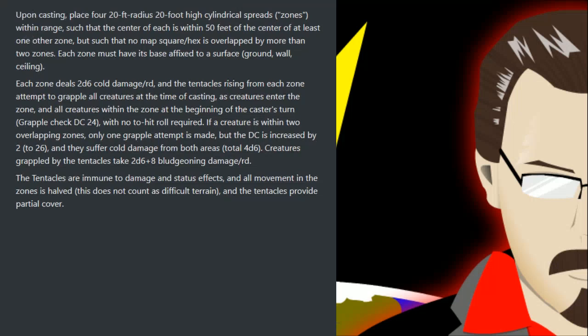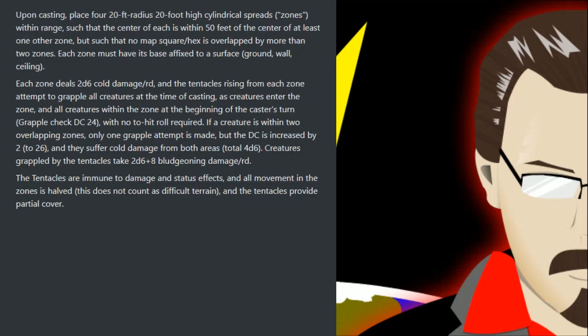Each zone must have its base affixed to a surface: ground, wall, ceiling. Each zone deals 2d6 cold damage per round, and the tentacles rising from each zone attempt to grapple all creatures at the time of casting, as creatures enter the zone, and all creatures within the zone at the beginning of the caster's turn. Grapple check DC 24, with no to-hit roll required. If a creature is within 2 overlapping zones, only 1 grapple attempt is made, but the DC is increased by 2 to 26, and they suffer cold damage from both areas, total of 4d6.